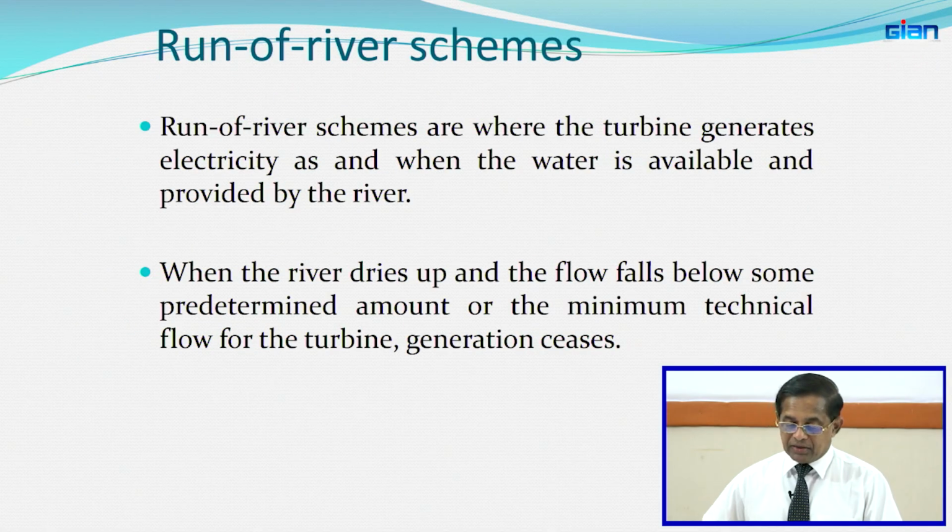So as we know, runoff river schemes are where the turbine generates electricity as and when the water is available and provided by the river. When the river dries up and the flow falls below some predetermined amount, or the minimum technical flow for the turbine, generation ceases. So every turbine has a minimum requirement. For example, for some kinds of turbines, there should be at least 10% of the rated flow, or sometimes 20% of the rated flow. In some turbine types, which we will be discussing later, you need at least 30% of the rated flow to start generation. If you don't have that flow, you have to shut down.